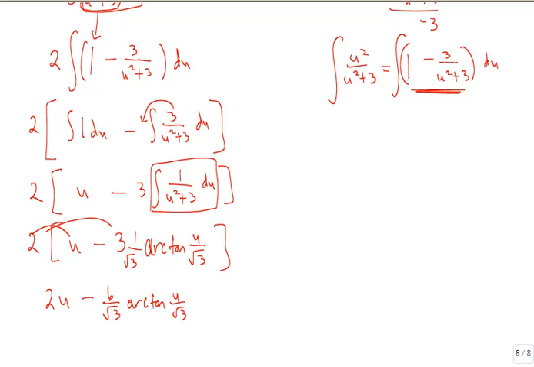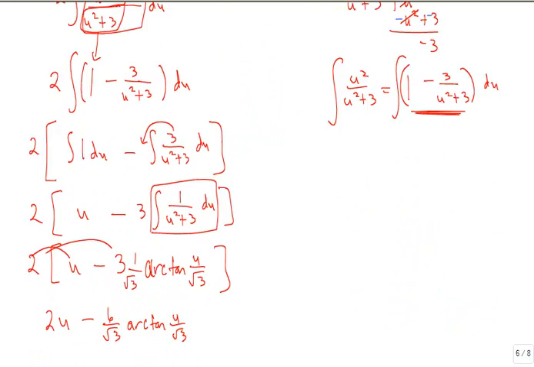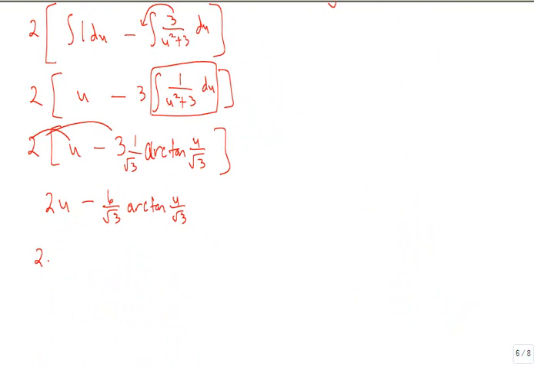And we can resubstitute back in terms of x. Here is what u was in terms of x. So this becomes 2 square root of x minus 2, minus 6 over root 3 arctan of square root of x minus 2 over root 3, and then there were no bounds, so this is a plus C.